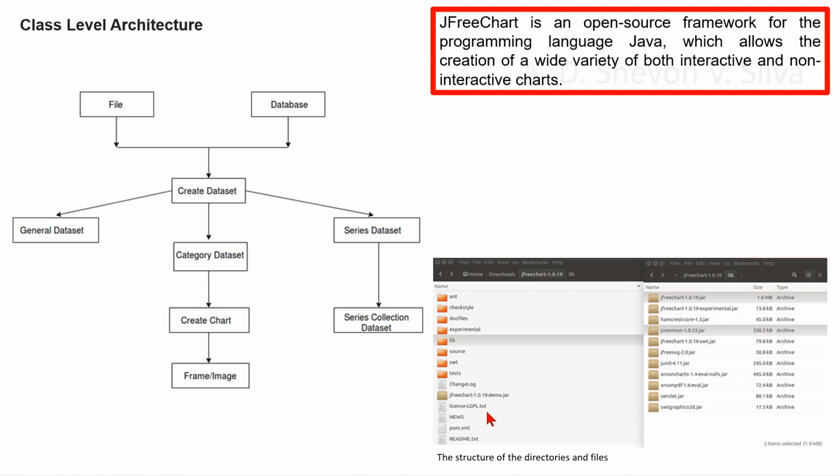License, lgpl.txt, the free JFreeChart license GNU LGPL. NEWS, project news. Readme.txt, important information, read this first. This image shows the structure of the directories and files.